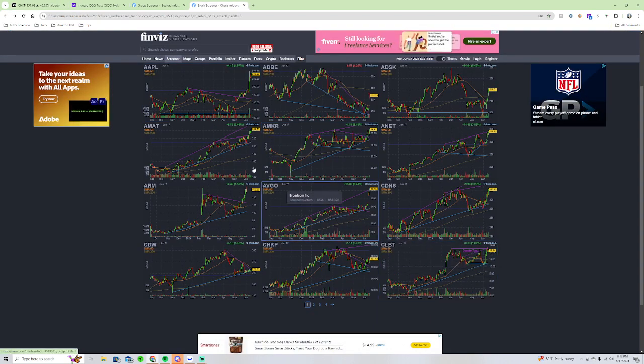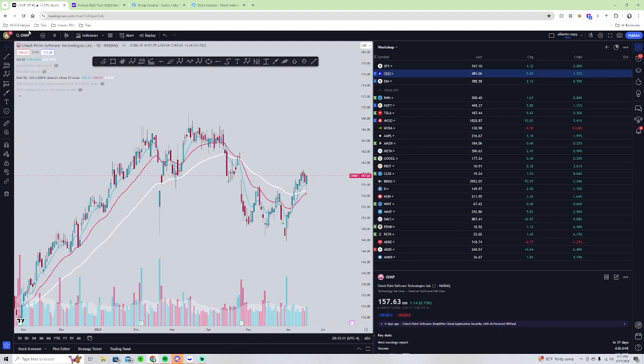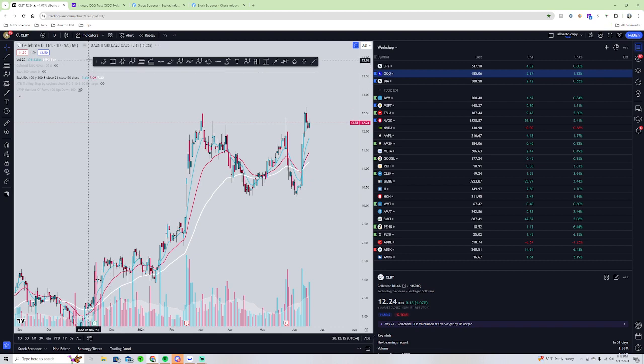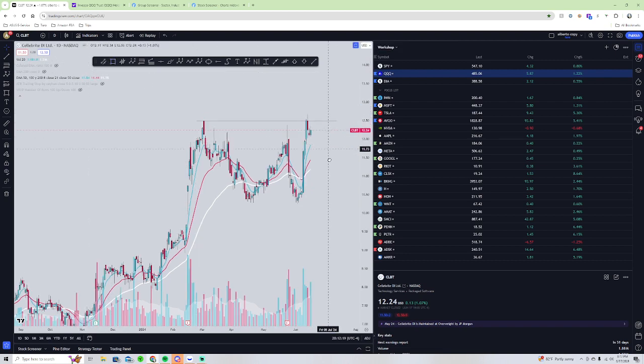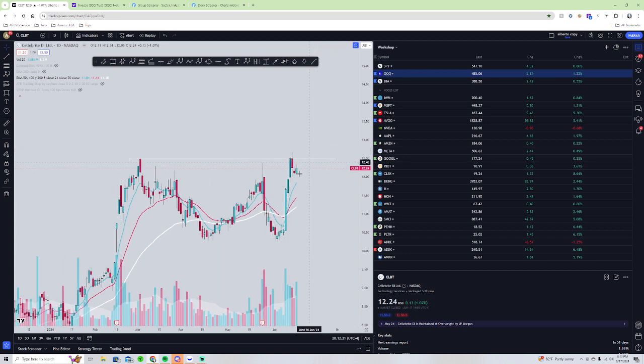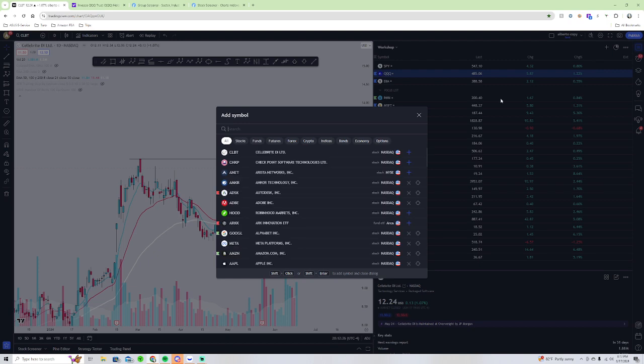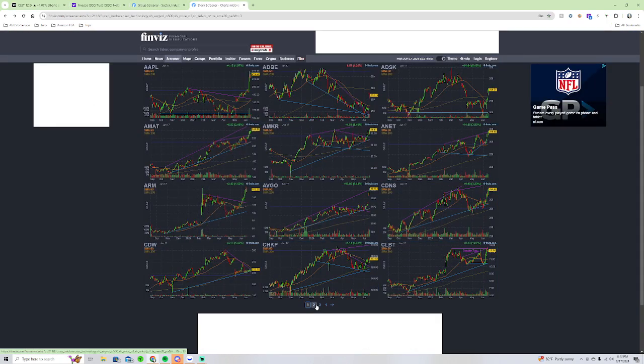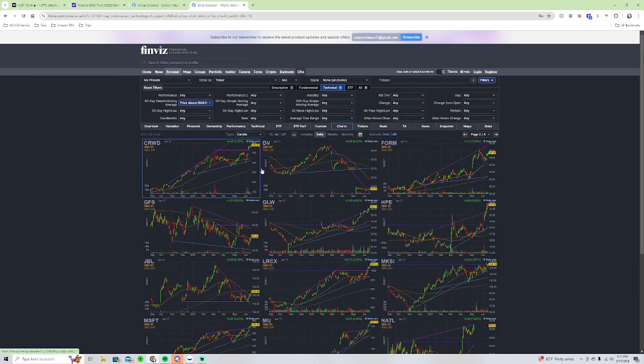This one looks very good as well, CLBT. This one is setting up under the previous high, so there you go. Another one we could look at. It did fail to break out over 12.65, so what I'd want to see is a daily close over, but look at how much volume it's had over the past few days. So we definitely want to add this one, CLBT. And we can obviously continue to go, right? There's only 4 pages, so you can do this really quickly.